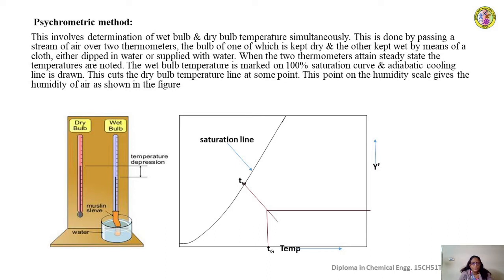The setup that is used in a lab is as shown in the diagram. You can fix the two thermometers to a board, and the bulb of one thermometer is kept wet by wrapping it with a piece of cloth, which is dipped in a small container containing water. So here the theory is, when you expose this wet bulb thermometer to the flow of air which is unsaturated, since the air is unsaturated, the water from the bulb starts evaporating into air.